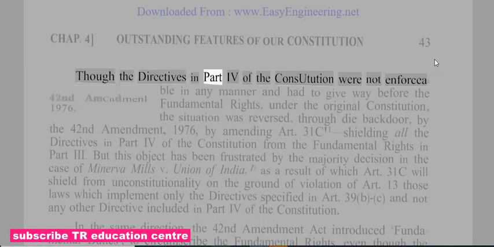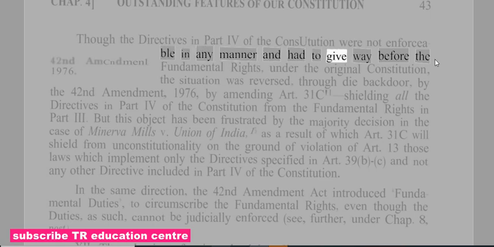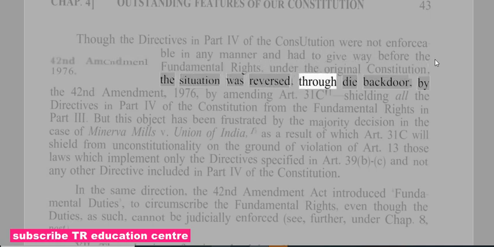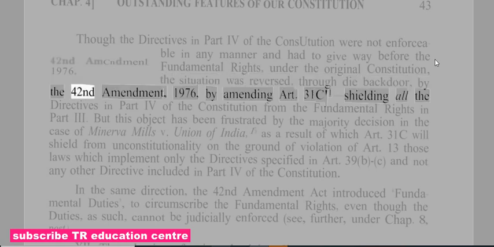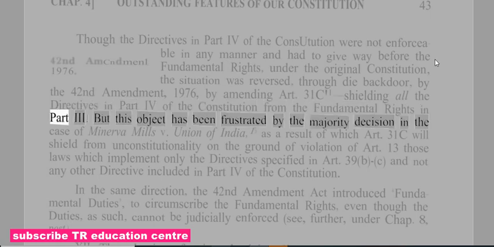Though the directives in Part 4 of the Constitution were not enforceable in any manner and had to give way before the fundamental rights, under the original Constitution, the situation was reversed, through the backdoor, by the 42nd Amendment, 1976, by amending Art. 31C, shielding all the directives in Part 4 of the Constitution from the fundamental rights in Part 3.